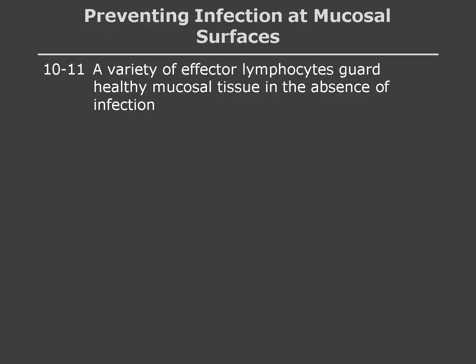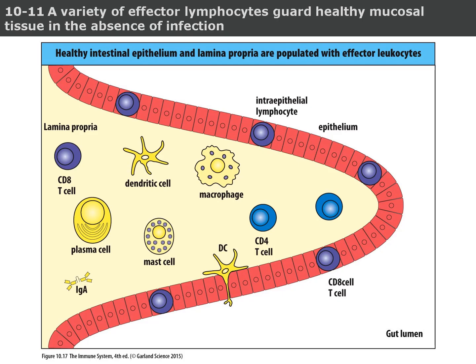A variety of effector lymphocytes guard healthy mucosal tissue in the absence of infection. Even in the absence of infection, the healthy intestinal epithelium and lamina propria are populated with diverse effector leukocytes. These immune cells remain on constant alert, maintaining a barrier of protection at the gut mucosal surface. Within the epithelium, intraepithelial lymphocytes, particularly CD8 plus T cells, are embedded among epithelial cells, ready to eliminate infected or stressed cells. Beneath this layer, in the lamina propria, multiple immune cell types operate as a coordinated defense network.